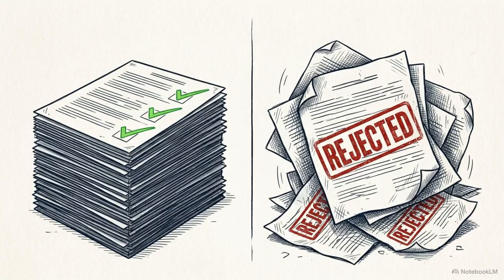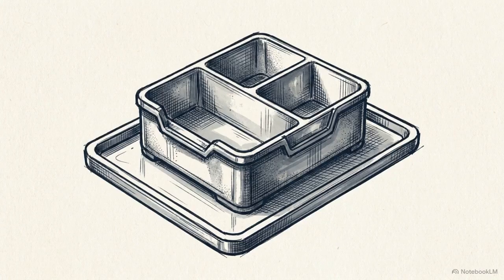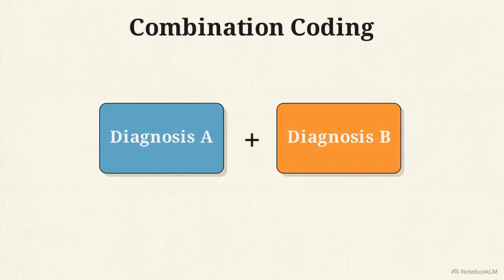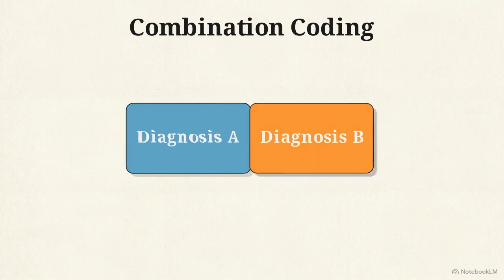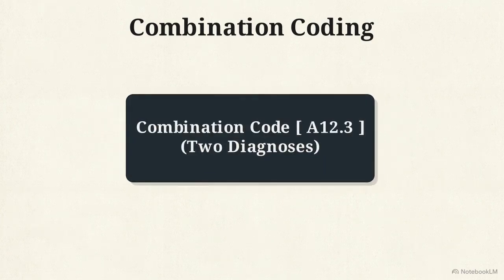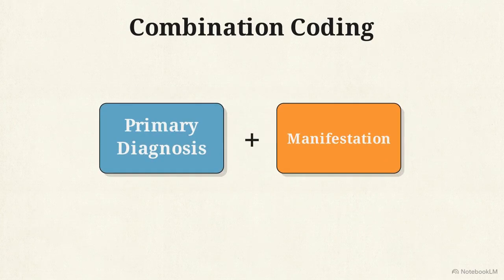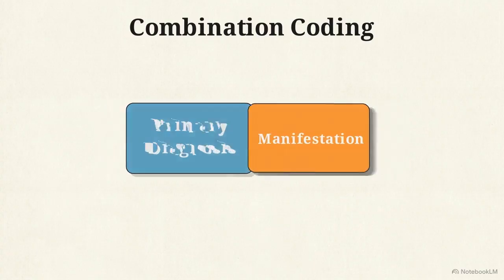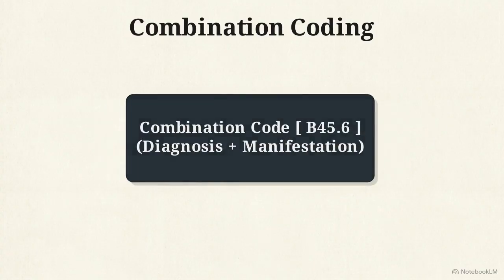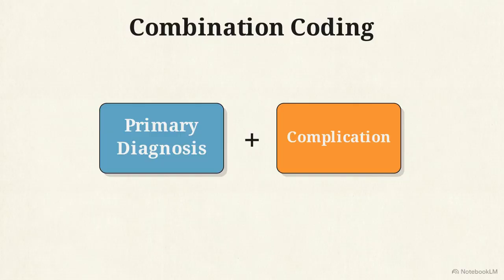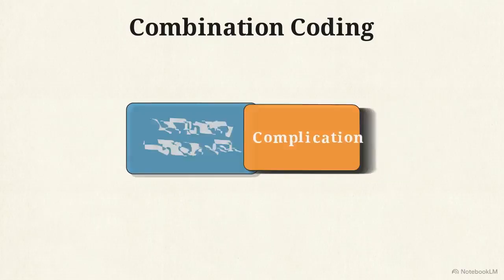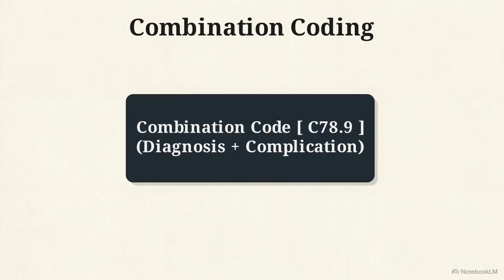A combination code functions as a designated container designed for specific clinical pairings. First, 2 related diagnoses occurring simultaneously. If a combined code exists, they merge into a single block. Second, a primary diagnosis and its resulting manifestation also consolidate into one reporting unit. Finally, a primary diagnosis and a specific complication will similarly fuse together.